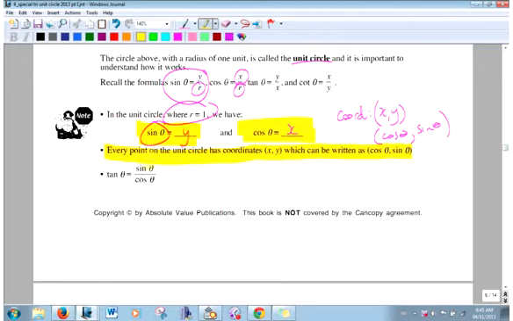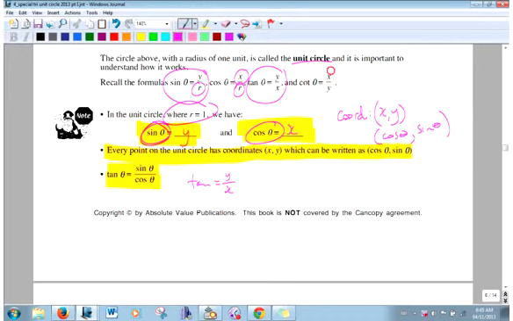And tan, like I said before, let's say it again. Because there's no tangent on this circle. Everything's in coordinates, which is cosine theta, sine theta. There's no tangent. But we can still figure it out because it's the ratio of sine over cosine, right? Because tangent is y over x, but y is sine theta, and x is cos theta. So tangent is just sine theta over cos theta. Okay?